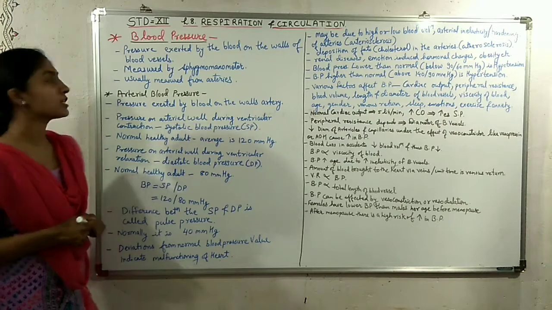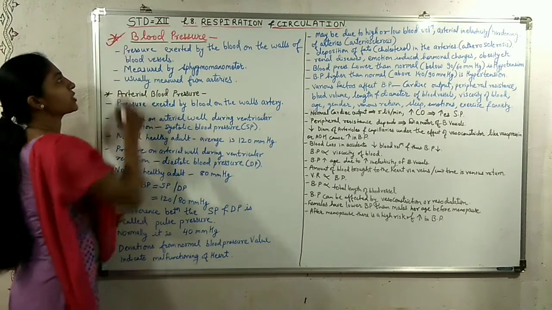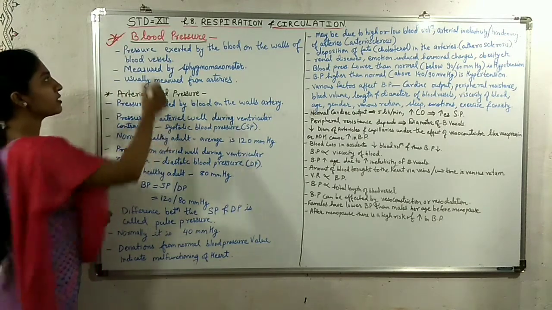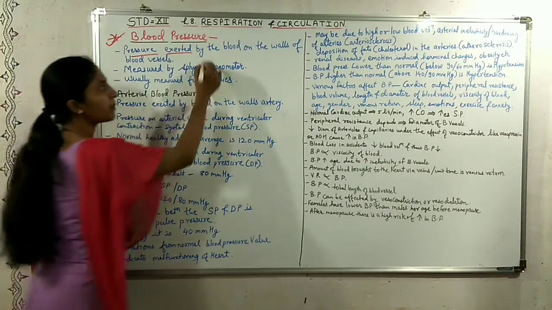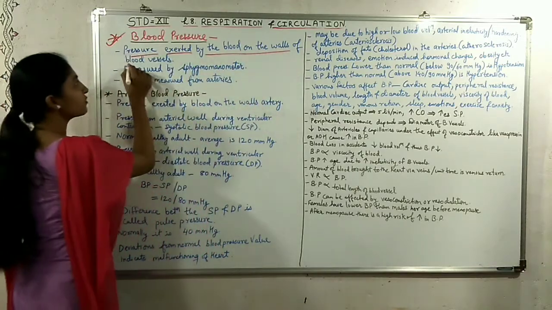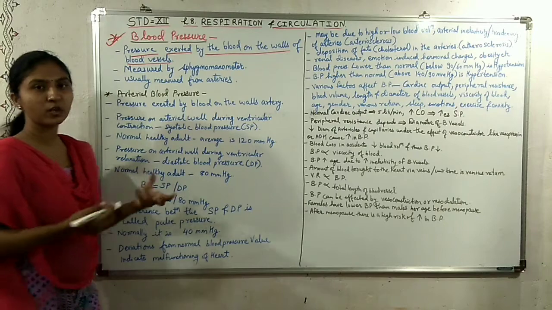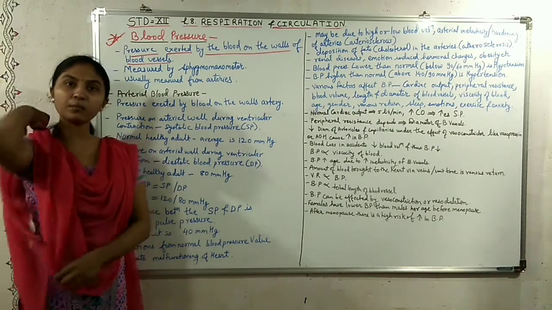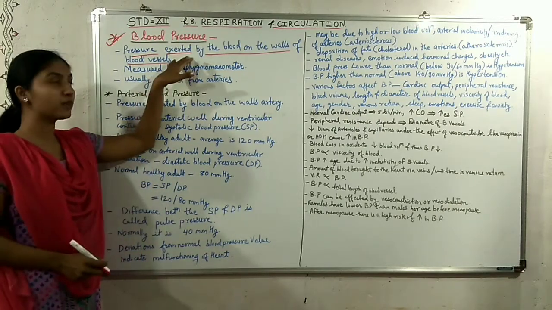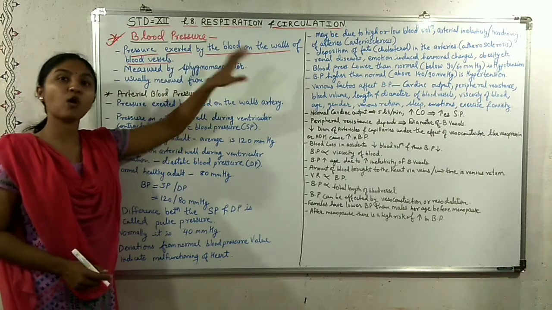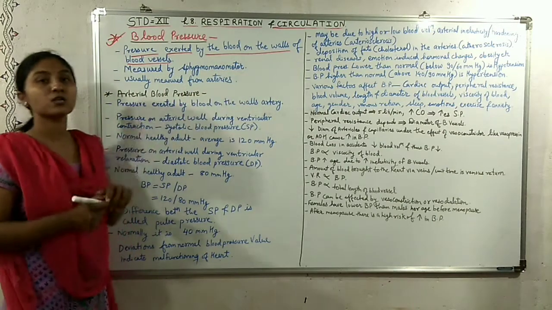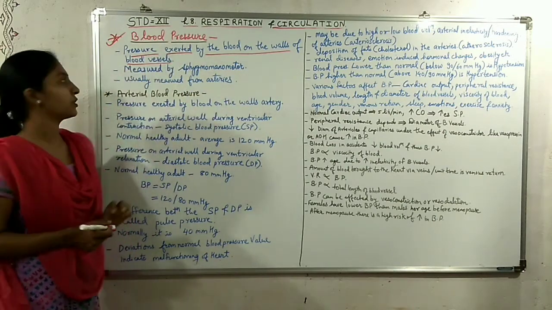Now we will discuss blood pressure. Blood pressure is the pressure exerted by the blood on the walls of the blood vessels. Now as we know, the blood passes through the blood vessels. So the pressure which the blood exerts on the walls of those blood vessels is called the blood pressure.